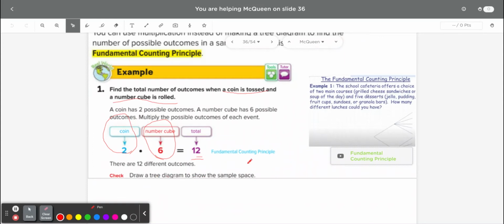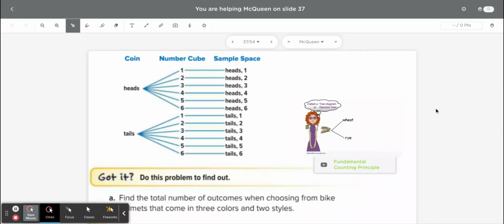So if you wanted to check yourself, you could draw a tree diagram and check yourself. Remember, this is also a video that gives you another explanation of how to draw a tree diagram and some examples for the fundamental counting principle. All right, so on to slide 37.